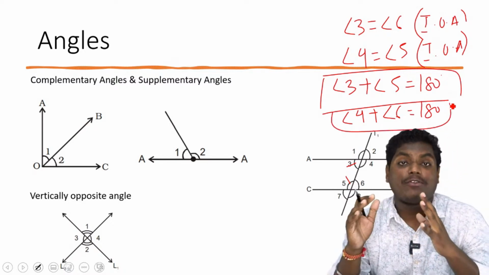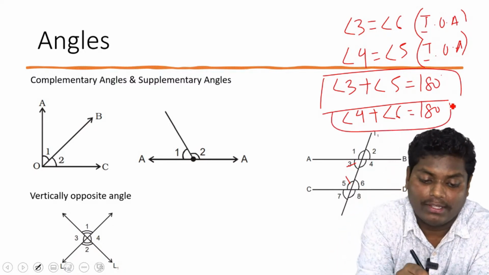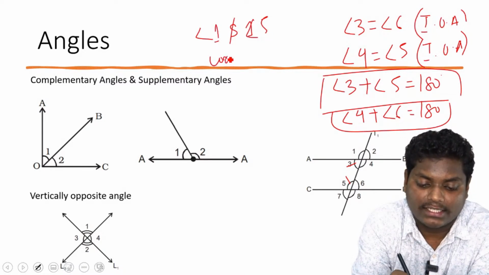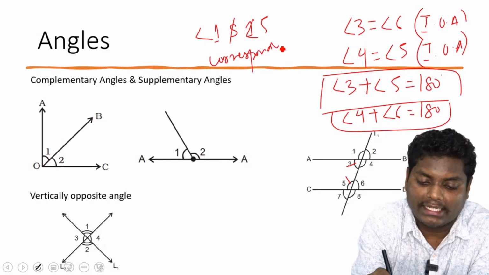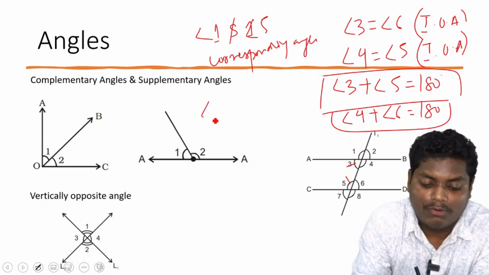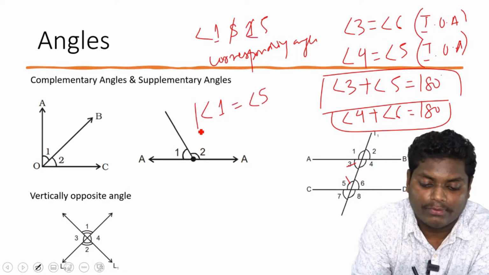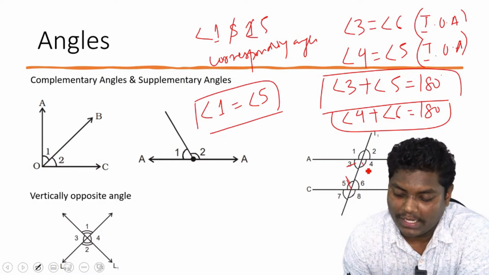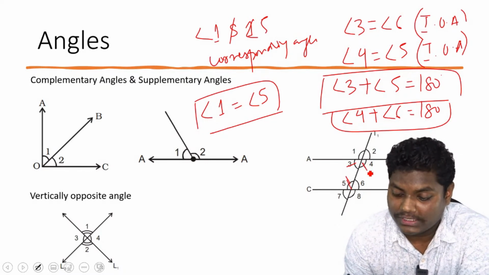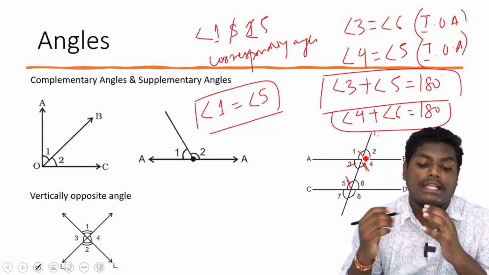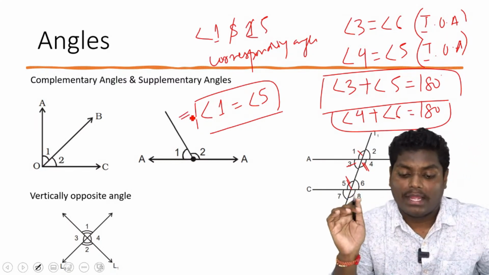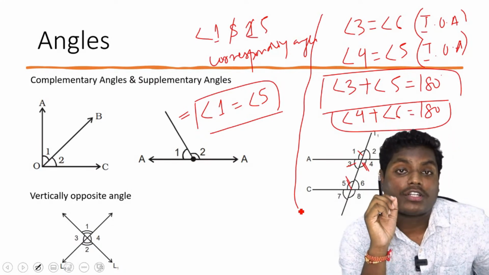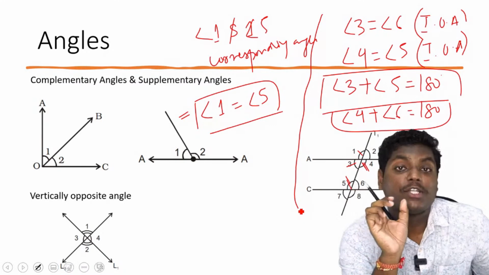Now again, if we try to find out the relation between angle 1 and angle 5, they are called corresponding angles. Now this angle 1 will be equal to angle 5. How? Let's analyze it. We know angle 5 will be equal to angle 4, and we also know that angle 4 is equal to angle 1. So basically angle 1 will be equal to angle 5. These are the basic things that we'll be using while solving questions where an angle needs to be found.